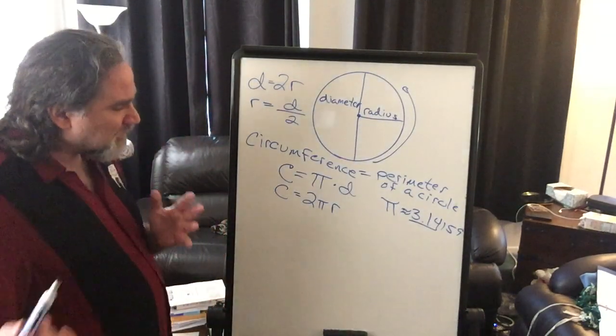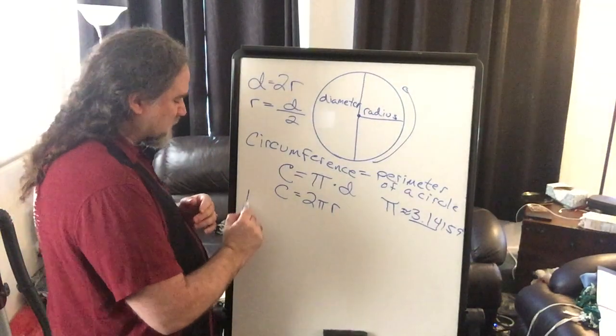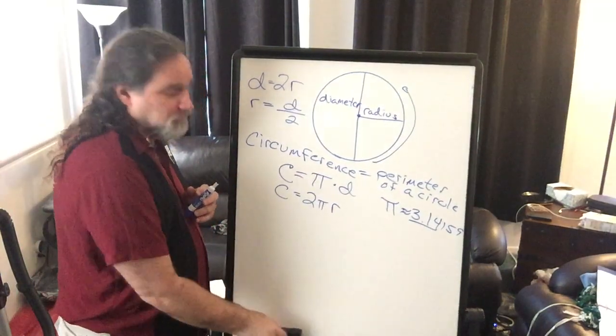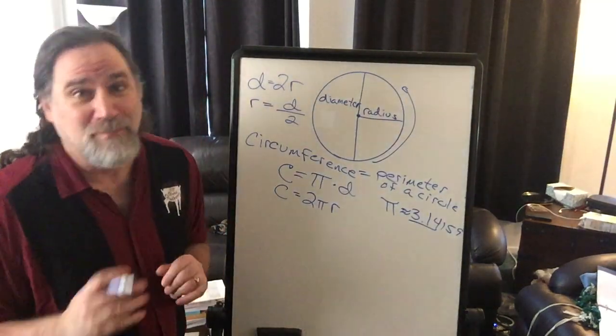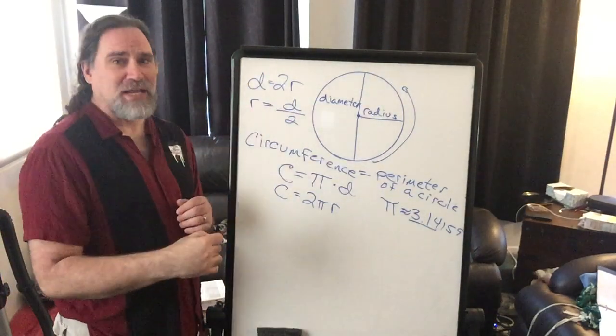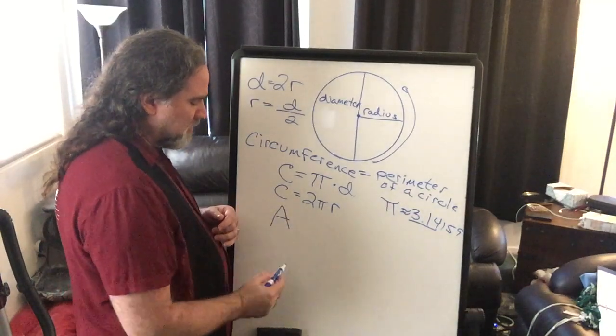So I'll give you one simple example here, and that is, we then have one more formula that we desperately need. I forgot before we get too far ahead of ourselves. Circumference, that's the distance around the outside. How about the area on the inside? So what's the area of a circle?